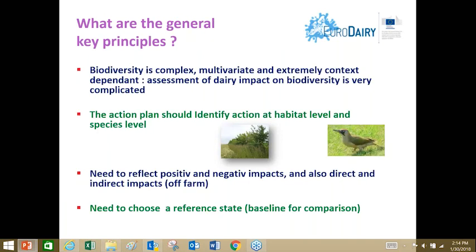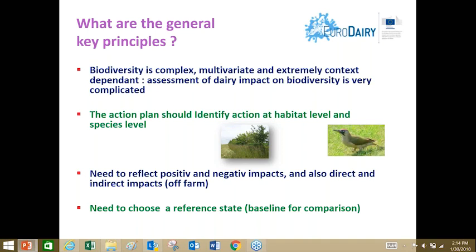So that goes for the challenges. Now, again, to stay at the very general level, what are the main global principles around biodiversity? The first key principle is that biodiversity is very complex, it is multivariate, and extremely context dependent. So assessment of dairy impact on biodiversity is very complicated. The second key principle is that the action plan, or what we can also call the level of action, should identify action at the same time at habitat level and species level. And I'm going to explain that in detail later in my presentation.